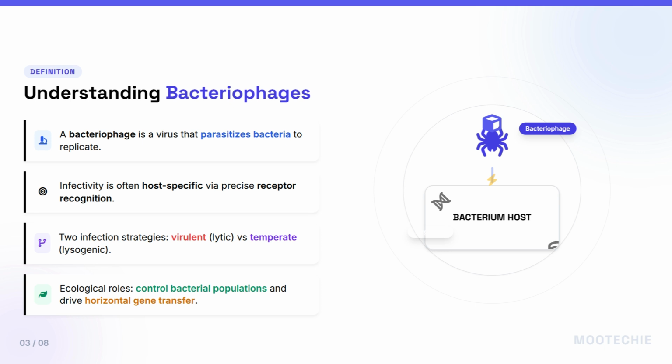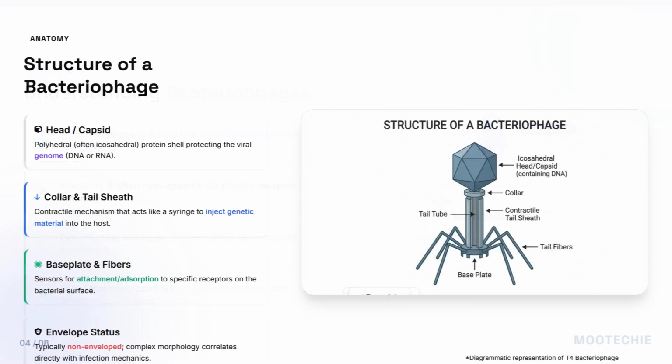Ecologically, they play vital roles. They act as natural population controls for bacteria and are major drivers of horizontal gene transfer, moving genetic material between bacteria, which can spread traits like antibiotic resistance. Let's examine their anatomy in detail. Here is the structure of a typical tailed bacteriophage.